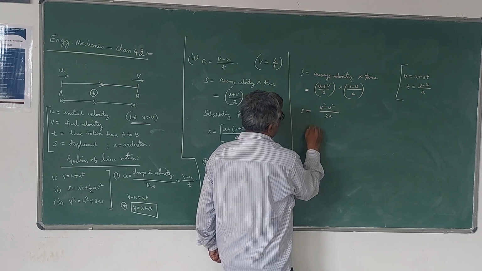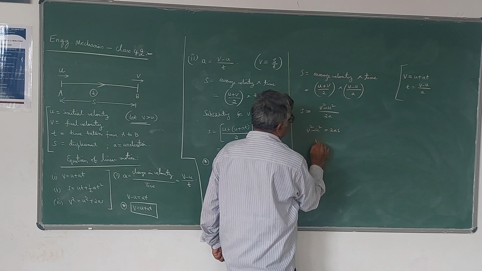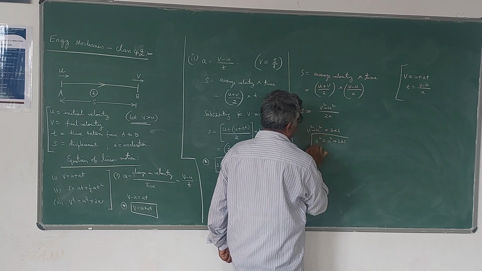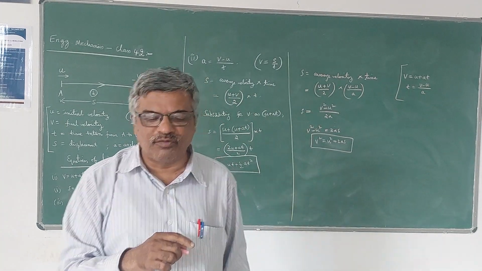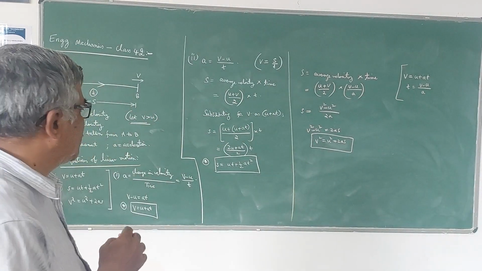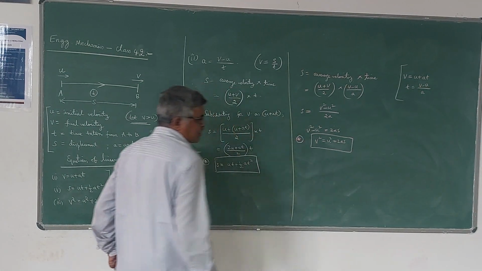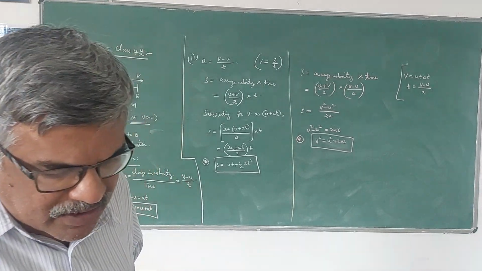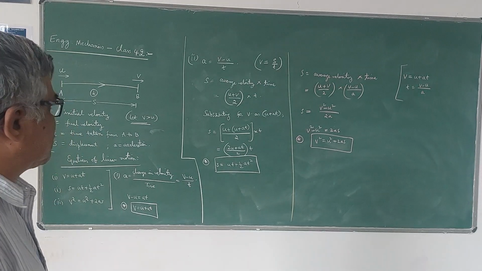Or if you cross multiply, v square minus u square is equal to 2as, or v square is equal to u square plus 2as. This is the third fundamental equation of linear motion. So these three equations we have to remember for doing problems on kinematics, because kinematics deals with velocity, acceleration, displacement. So we have to use these three equations.